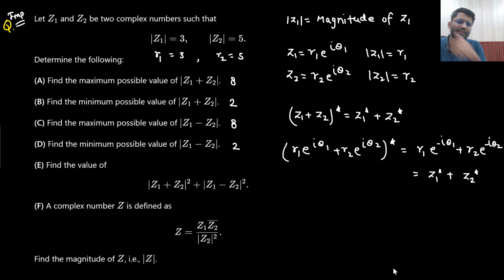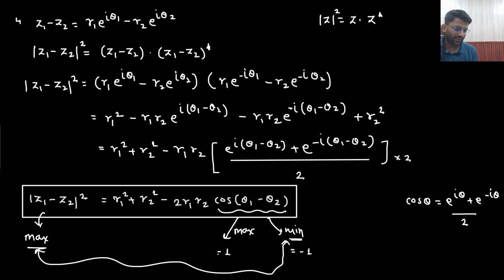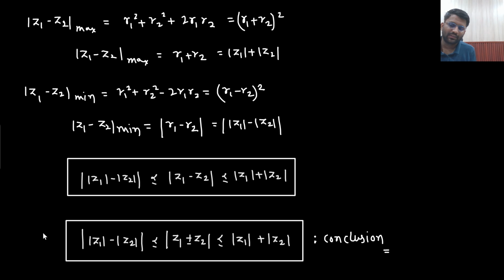Okay, so all 4 questions are done, and this is the conclusion we are supposed to remember. Magnitude of Z1 plus minus Z2 would be less than or equal to magnitude of Z1 plus Z2, and greater than or equal to magnitude of Z1 minus magnitude of Z2, but take its mode as well. Understandable? Next question. Question number 5.